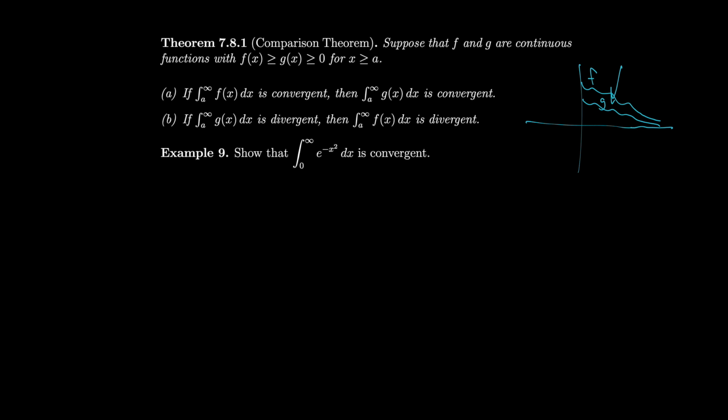Similarly, if the bottom one converges, it doesn't give you any information about the top one, because the top one could still also converge, or it could just blow up itself. So you have to be a little bit careful here.